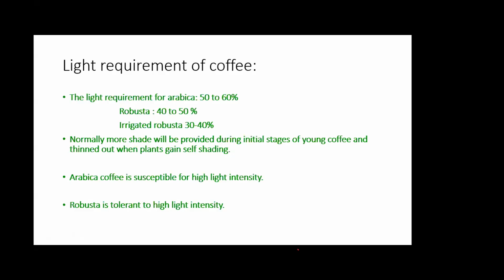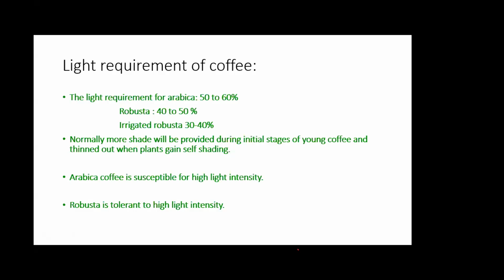Normally, more shade will be provided during the initial stage of young coffee, because baby care is very important for young coffee. If you do not provide proper shade, it is going to be affected. It will not grow properly, because soil moisture will not be there in the open conditions. It will struggle for moisture. So thin it out when the plants gain substance, whenever they reach optimum conditions.